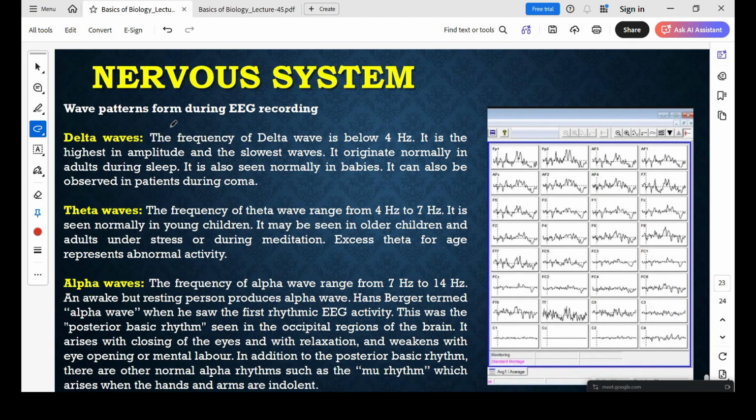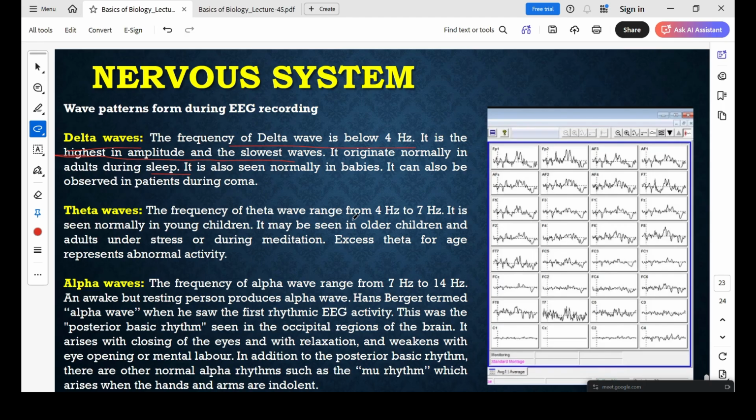Of the wave patterns that form during EEG recording, the first one is delta waves, whose frequency is below 4 hertz. It's highest in amplitude and it is very slow, and it is normally observed during sleep in adults and in babies as well. Even in patients who are in a coma, in which case the wave patterns are very dysfunctional, delta waves are observed.